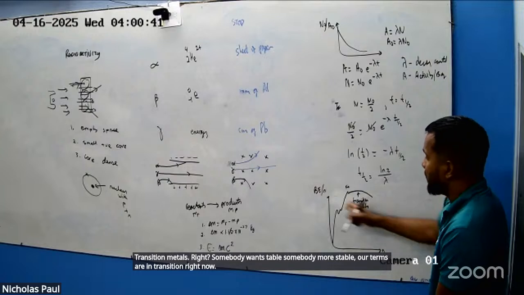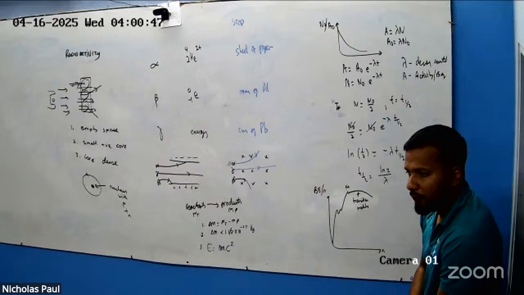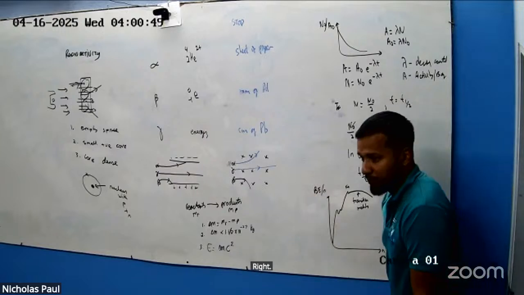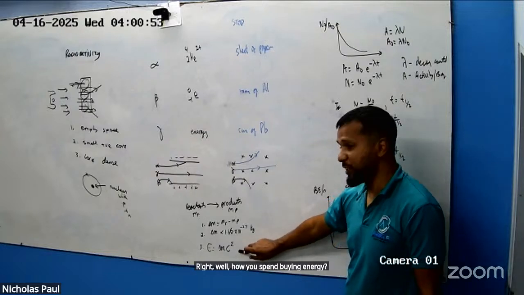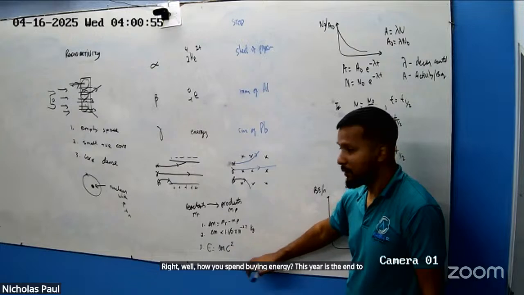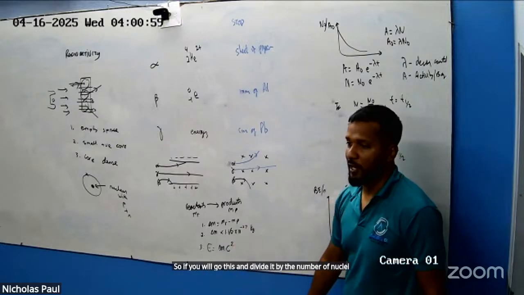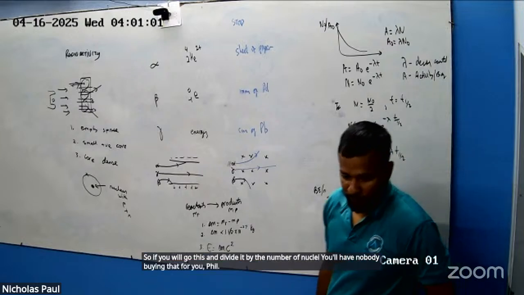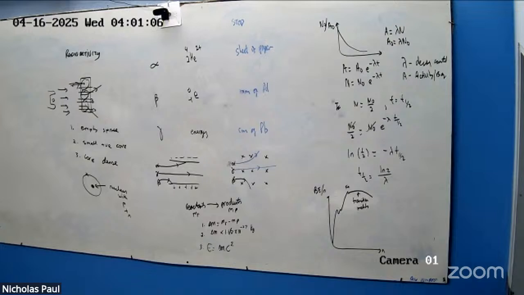Okay, so you find binding energy per nucleon. What is that? But how do you find binding energy? This is the energy required to break up the atom. So if you work this out and divide it by the number of nucleons, you'll end up with the binding energy per nucleon. Right? So those are the things that we need to remember.